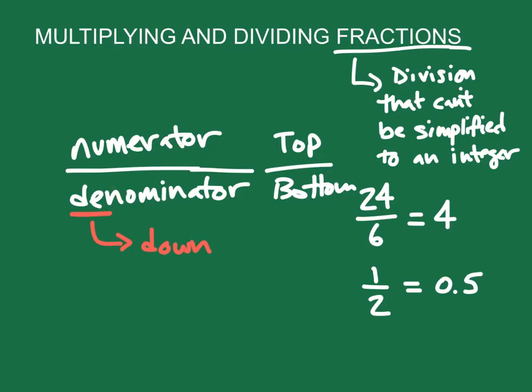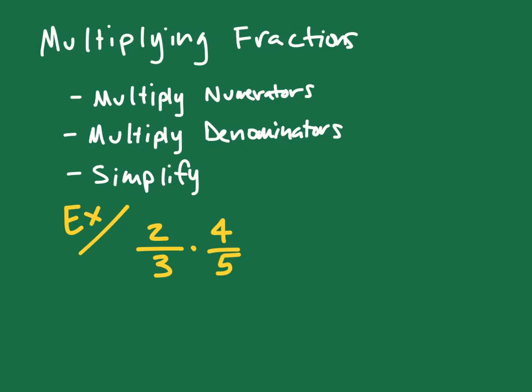Okay, so let's talk about multiplying fractions first. When I multiply fractions, here are the steps. I want to multiply my numerators, multiply my denominators, and then simplify. If I just draw arrows when I do this, I'm going to do 2 times 4, and that's going to give me a value of 8. And then I do 3 times 5, and I get 15.